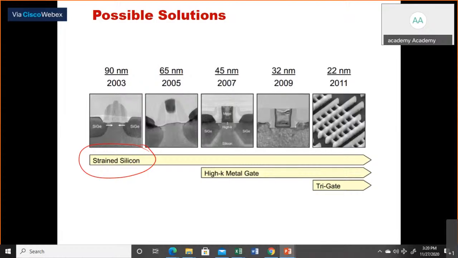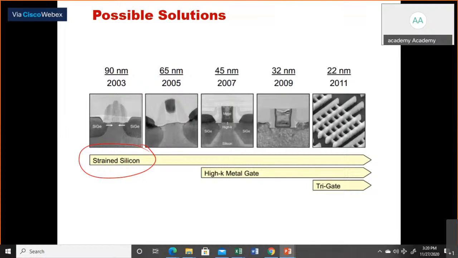If we are increasing the doping by k times, then what will happen? Your mobility is going to go down, because mobility is inversely proportional to the doping. So because of that, another concept called strain technology is used, so that by using the strain technique, the mobility of the transistor will increase.